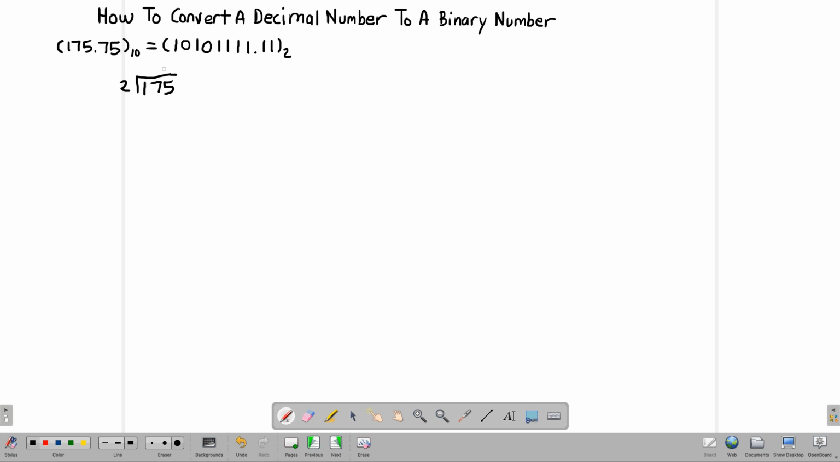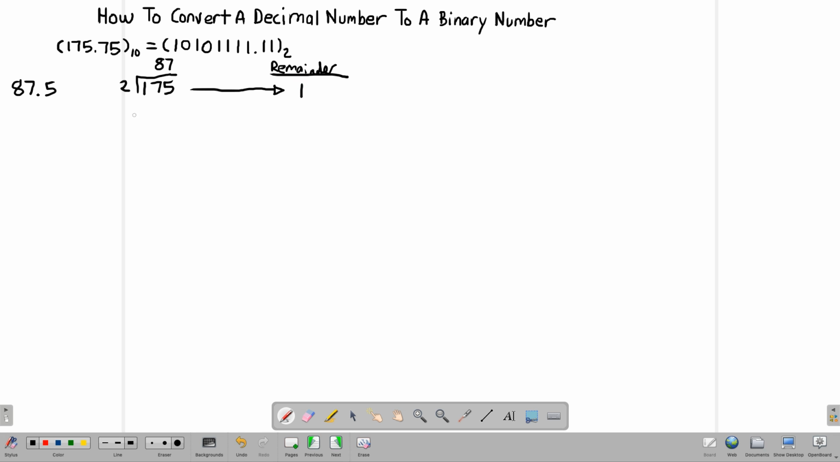And let's see what we have. 175 divided by 2 is 87.5. And what this says is 2 goes into 175 87 times. And since there's a decimal point, we have a remainder. So let's indicate our remainder. Okay, so we have a remainder. So we said that if we have a remainder, its value is going to be 1.